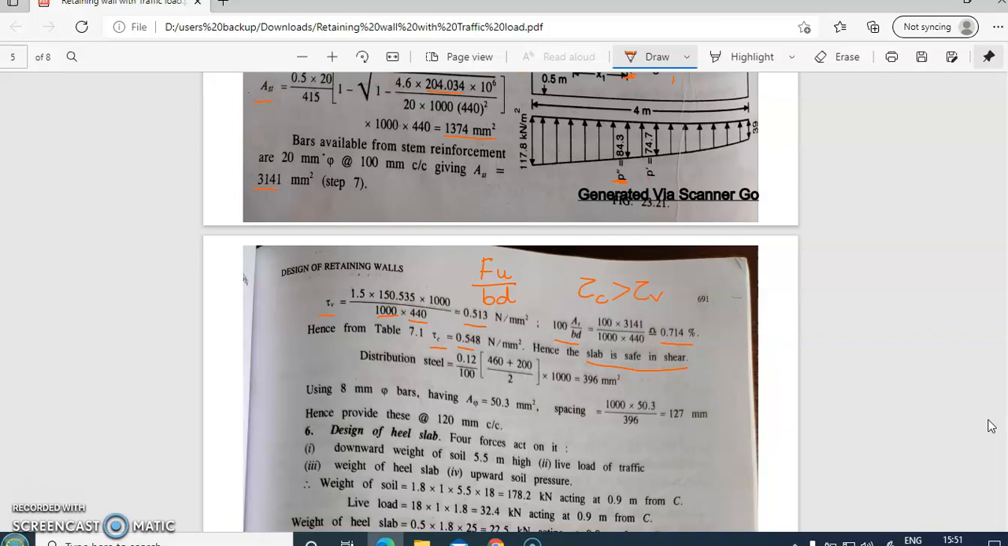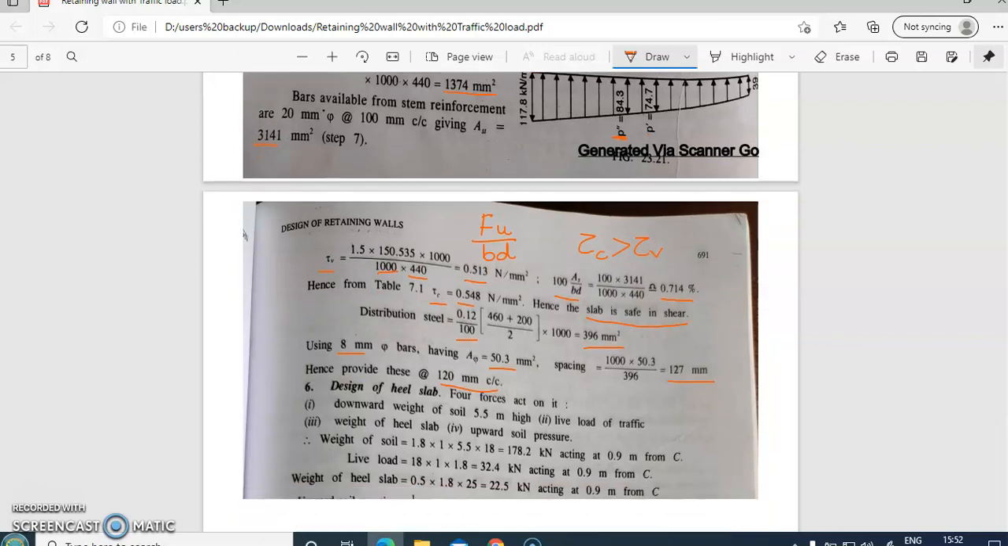Distribution reinforcement is 0.12%, and here we have taken the average of the depth at the critical section and towards the edge. So it is 460 plus 200 divided by 2 into 1000. So the distribution steel is 396 mm square. If we use 8 mm bars, the area of each 8 mm bar is 50.3 mm square. The spacing is 127 mm. Hence, provide 8 mm bars at 120 mm center to center. So this is the design of the toe slab.